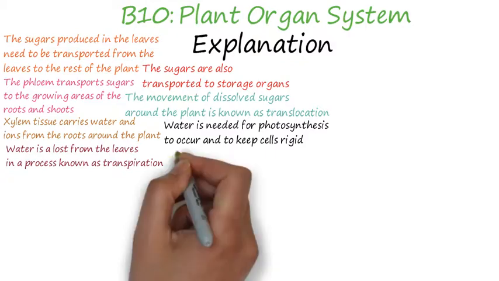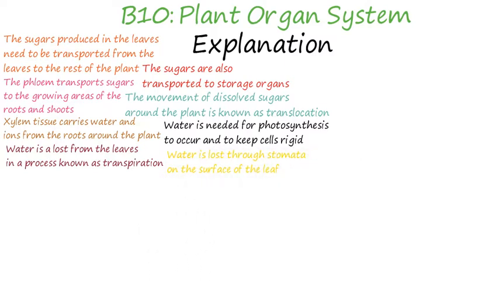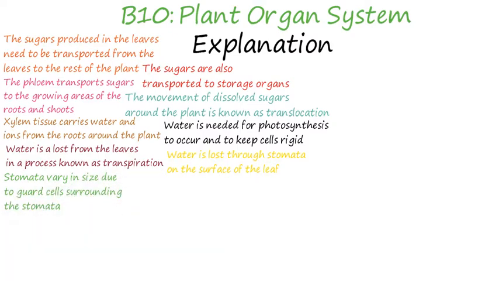Transpiration is simply the loss of water vapour from the surface of plant leaves. Water is lost through stomata, small gaps on the surface of the leaf. Stomata vary in size due to guard cells surrounding the stomata. These two guard cells can limit the gap size and even close the gap altogether.